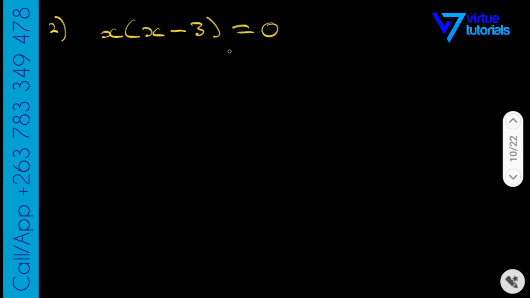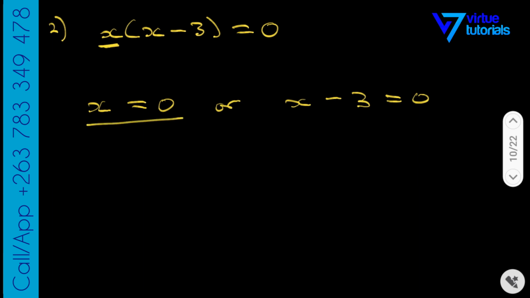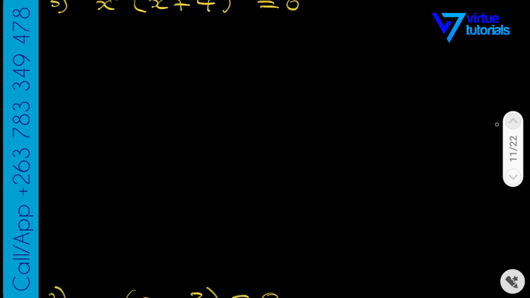If we have a situation like this, we do something similar. We take this first term here, which is x, equated to 0, and then we take what's in the brackets as well, x minus 3, and equate to 0. So x is equal to 0 or x minus 3 is equal to 0. X is equal to 0 cannot be simplified further. We leave it there. And then x minus 3 is equal to 0. I can take minus 3, that side becomes a positive 3. So x is equal to 3. So these are my two solutions for this quadratic equation.